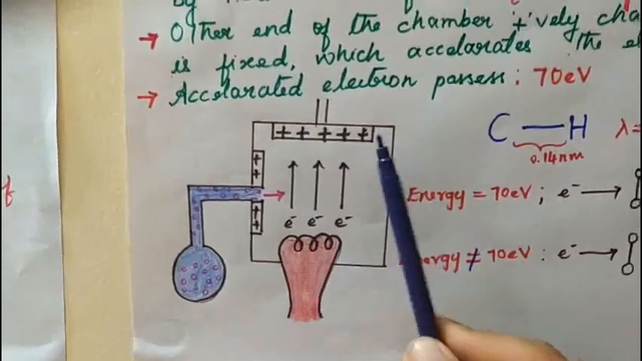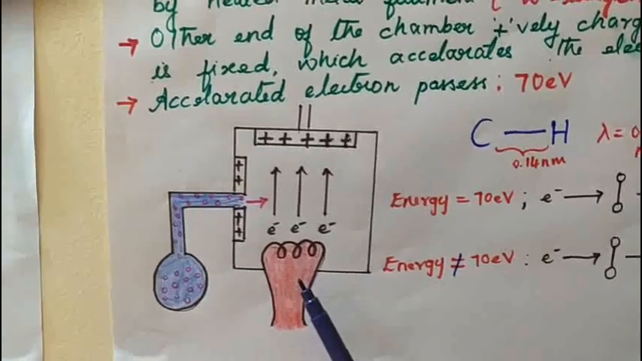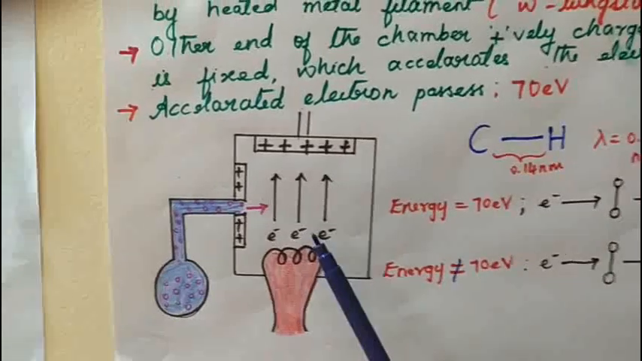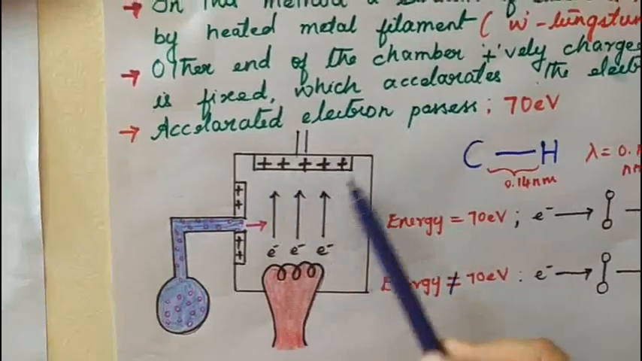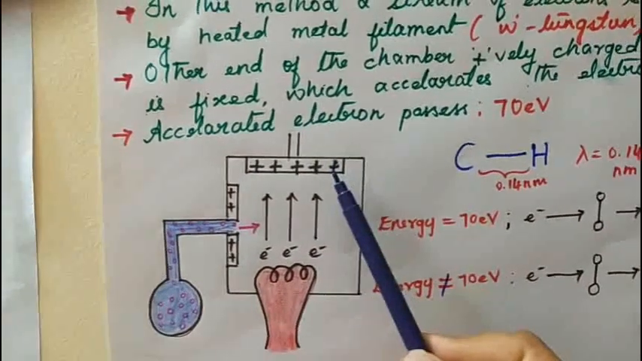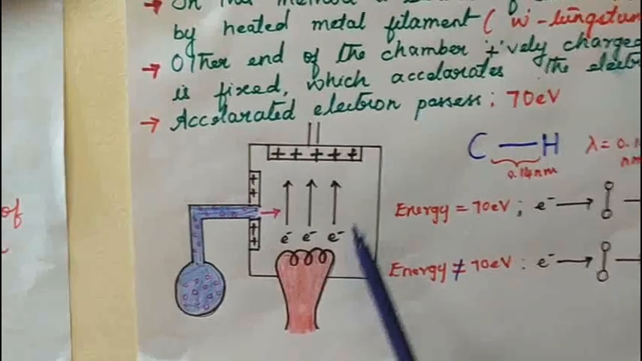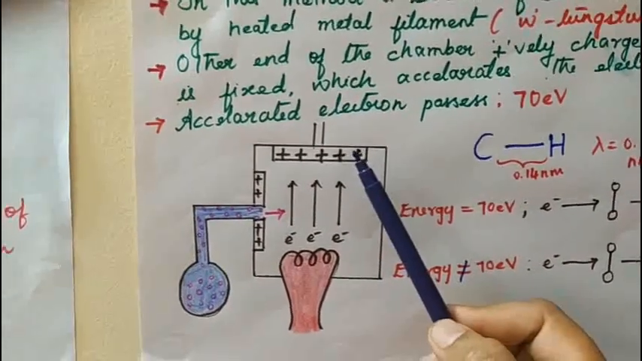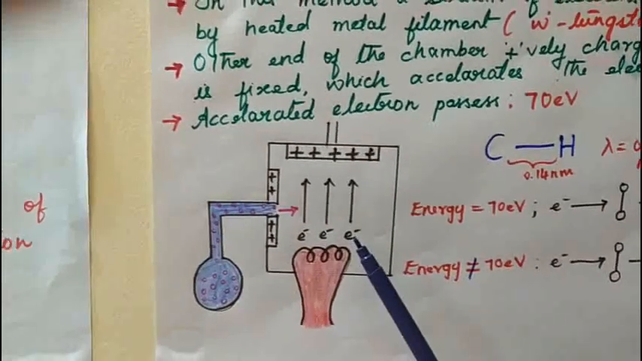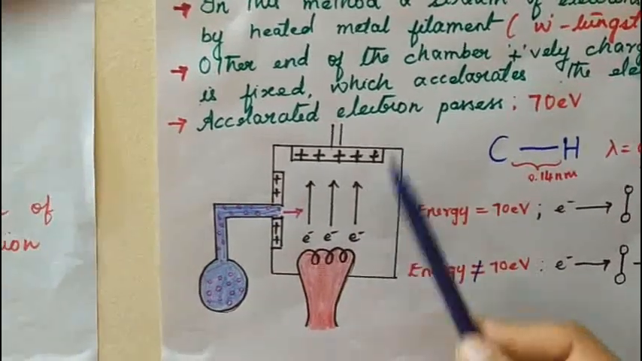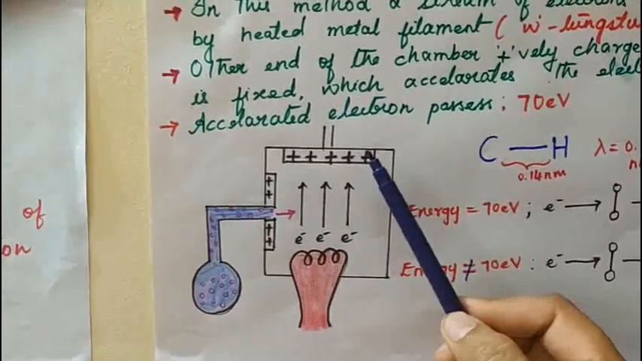So inside the chamber, there is a tungsten filament, and when we heat this tungsten filament, it produces high energy electrons. On the other end of the chamber, the positively charged electrode is fixed. Since the electron is negatively charged, it will get attracted towards the positively charged electrode, and the velocity of the electron increases; the electrons will be accelerated.